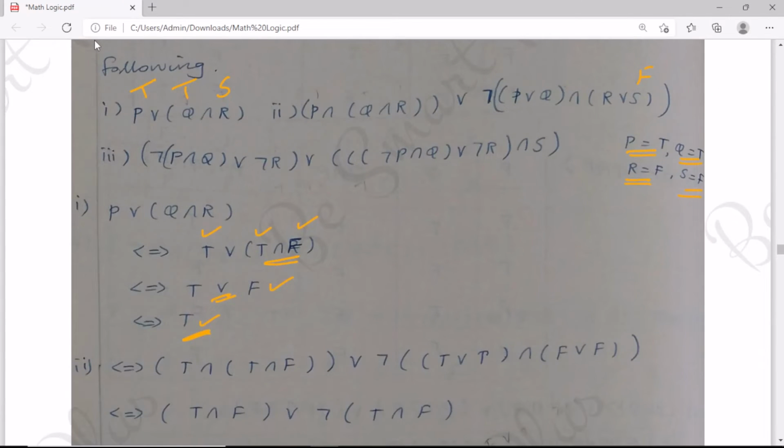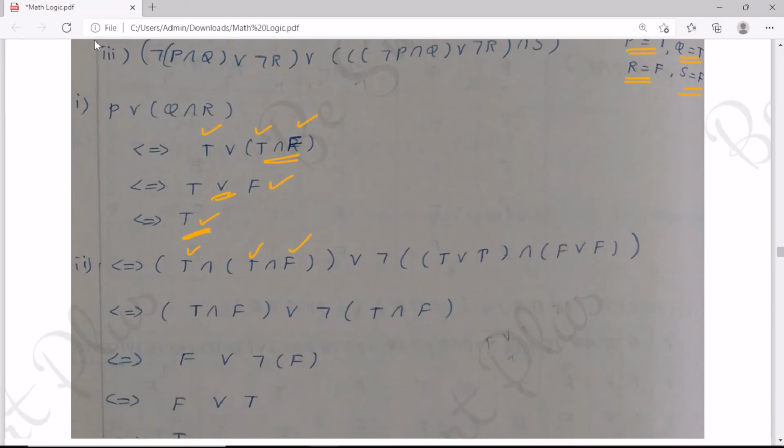The second one is P and Q and R, or negation of P, or Q and R or S. So here I will just write down the results directly. For P you have true, Q also true, R false, where R is negated, here true or true and false or false.